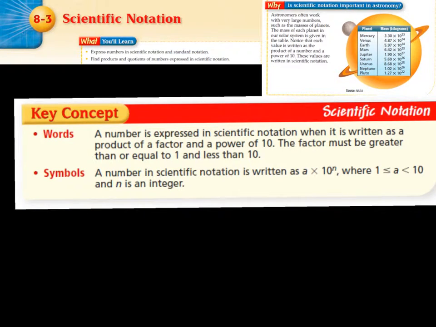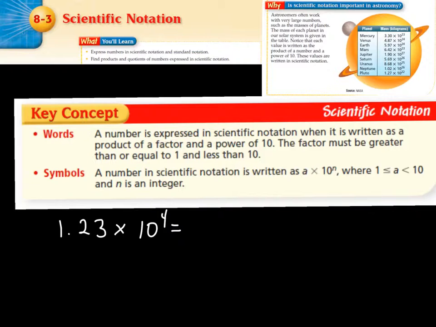A number is expressed in scientific notation when it is written as a product of a factor and a power of 10. The factor must be greater than or equal to 1 and less than 10. In other words, one digit. A number in scientific notation is written as a times 10 to the n, where a is between 1 and 10 and n is an integer.